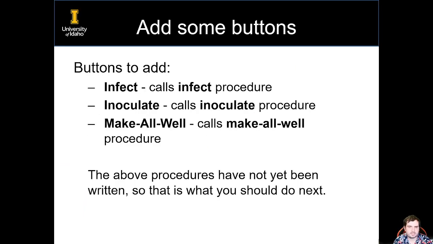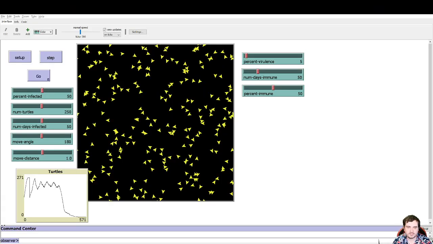Alright, so let's make a couple buttons now. Let's do our infect, and it's going to call the infect procedure. Inoculate, which is going to call the inoculate procedure, and make all well, and that's going to call a make all well procedure. Now, some of you might be like, wait, we haven't done that yet, and that's okay. And that's perfectly right. We have not.